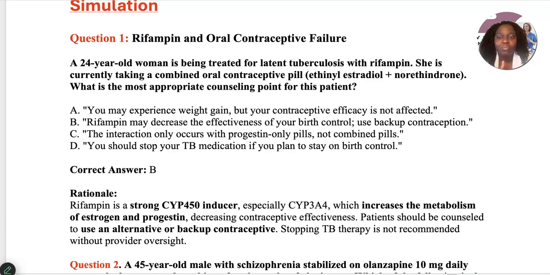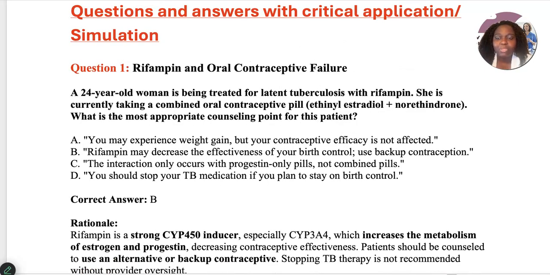But why do we think the answer is correct? B. Why do we think it is B? All right, so the breakdown of this is very straightforward. How should you approach this question if you see it on the exam? You want to first of all identify what drugs we have here. So we have rifampin. We have oral contraceptives.